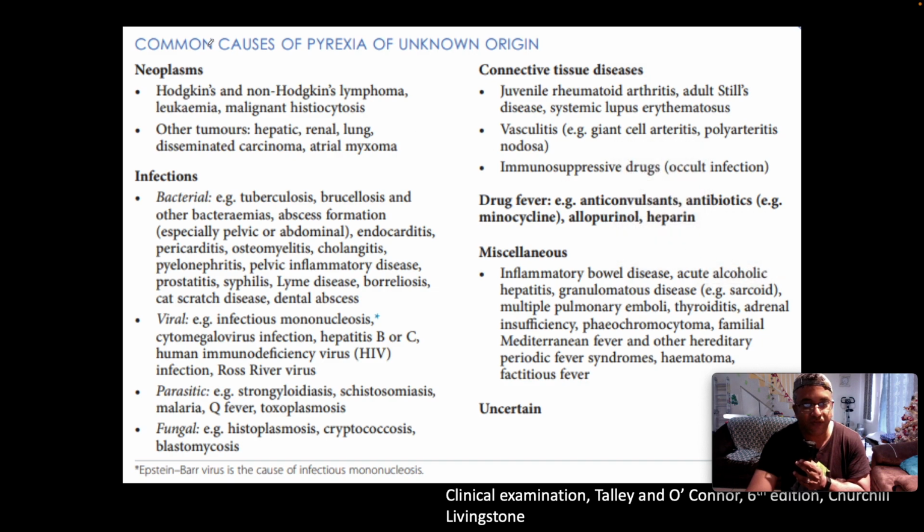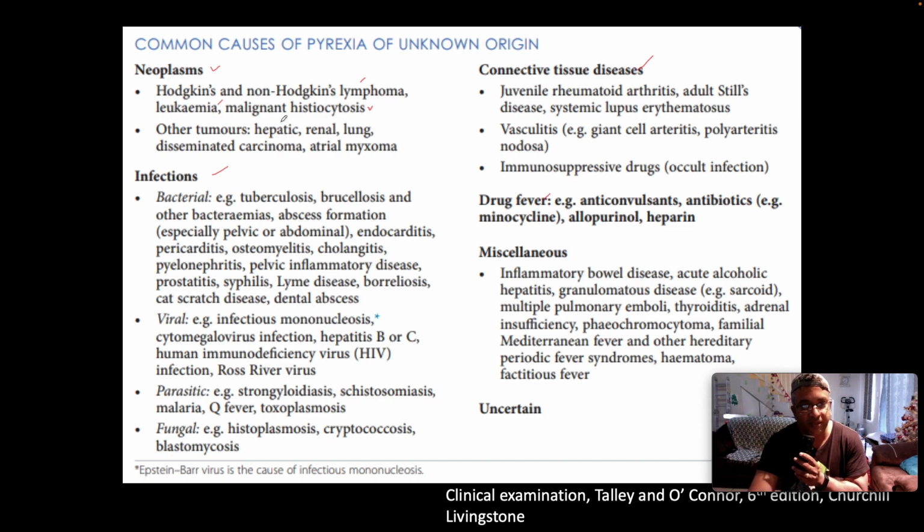But just to mention a few, the big headings we categorize them into are neoplasms, infections, connective tissue diseases, drug fever, and miscellaneous and uncertain. Neoplasm is probably the more common one we see: Hodgkin's and non-Hodgkin's lymphoma, especially if the patient has generalized lymphadenopathy, even intra-abdominal and intrathoracic lymph nodes, para-aortic lymph nodes on imaging, leukemia, malignant histiocytosis. Important to do a smear on these patients to look for any atypical cells.